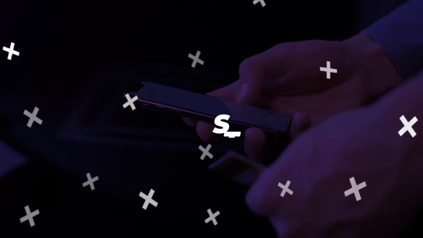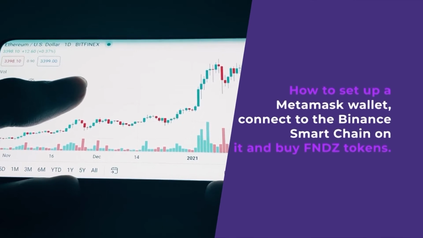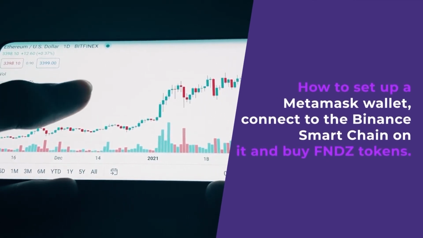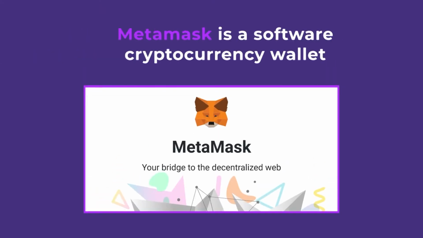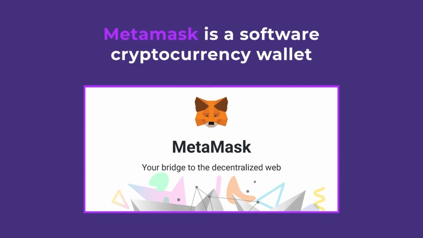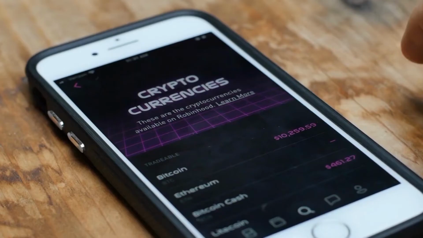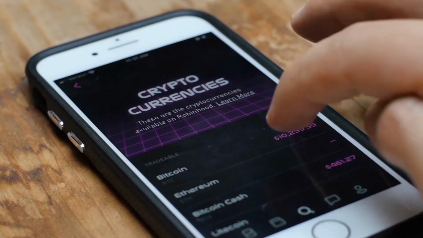Today, I'll teach you step by step about how to set up a MetaMask wallet, connect that to the Binance Smart Chain on it, and buy funds tokens. Before we start, let me describe what MetaMask is. MetaMask is a software cryptocurrency wallet, and it allows you to connect to cryptocurrency blockchains through normal browsers. Think of MetaMask as your special cryptocurrency bank account. With MetaMask, you'll be able to access the Binance Smart Chain, the blockchain that funds is built on.